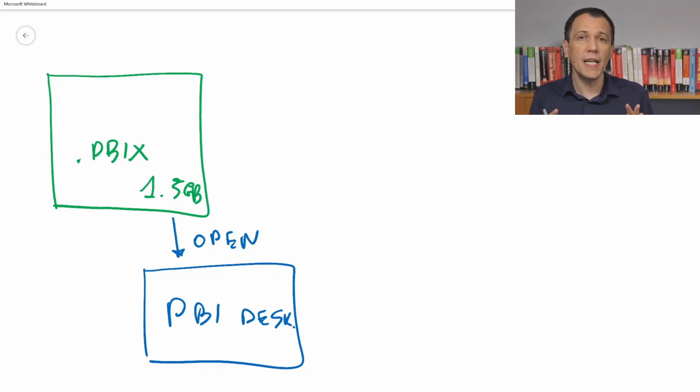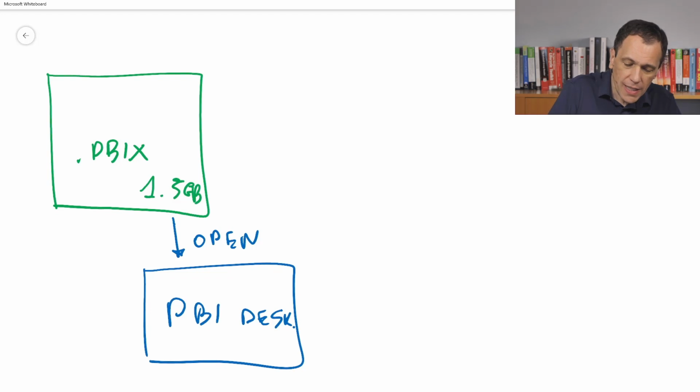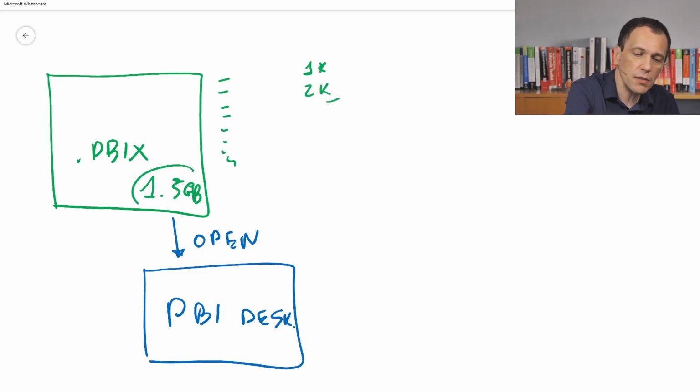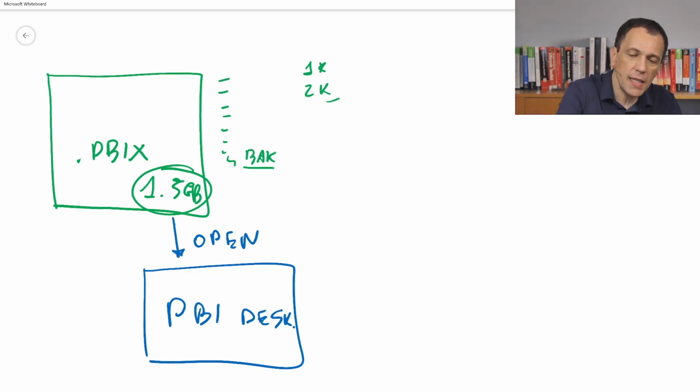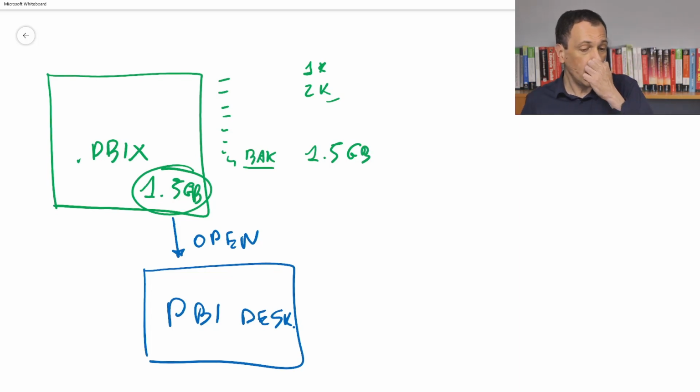But one of those files is the backup of analysis services that contains the model and the data for your Power BI model. So let's say that this is a list of many files, right? And all these files are 1 kilobyte, 2 kilobytes, something like that. But if this was 1.5 gigabytes, there is a backup file here. It doesn't have this name, but just to identify this as a backup file, that is very similar, 1.5 gigabytes, something like that. This file has to be opened by analysis services.